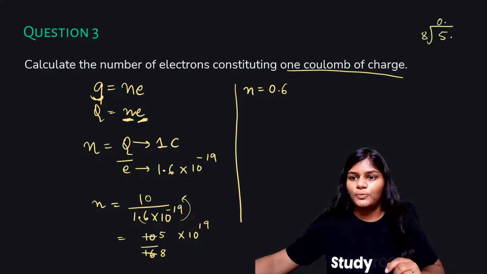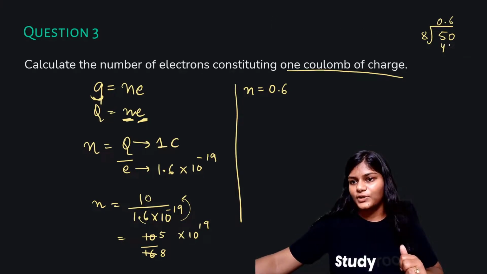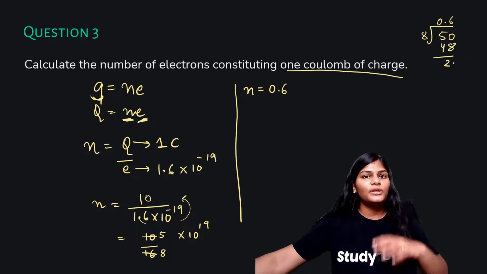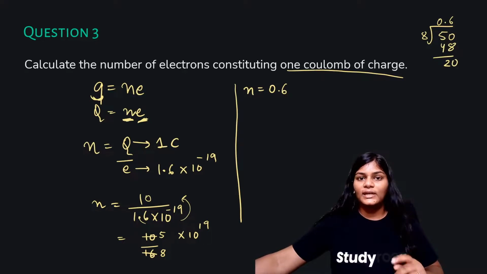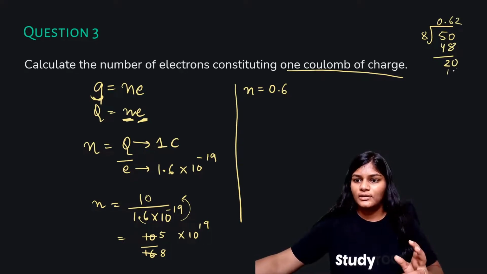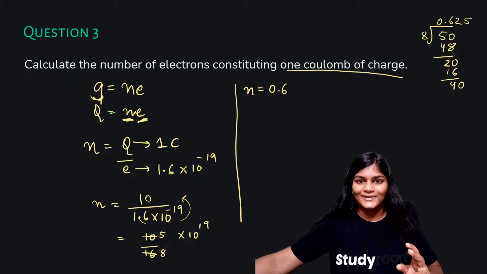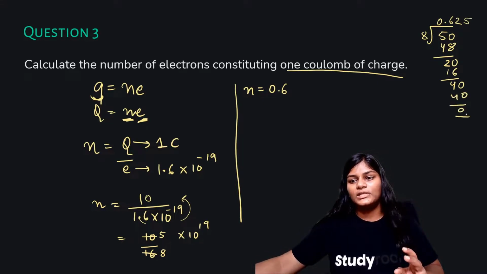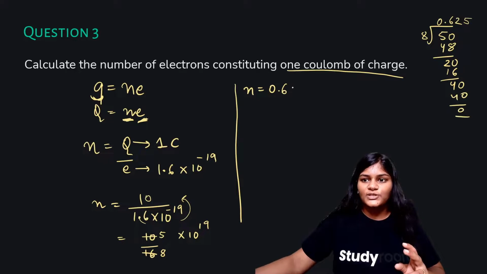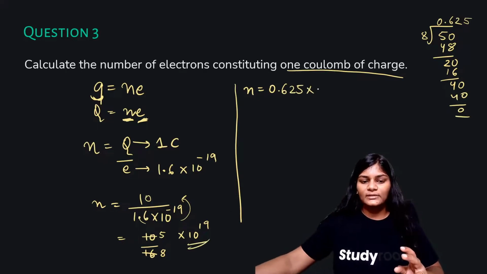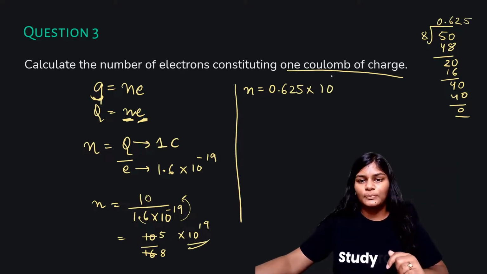So if we have to do 0 point, so 50, 8 5s are 48. There is a 2 here because we've added a decimal, so 0. Then 8 2s are 16. We have a 4 here, 0. So 8 5s are 40, right? So we get a 40 and a 0. So this becomes basically 0.625 into this 10 to the power minus 19, which we've taken up to the numerator. So it's 10 to the power 19.